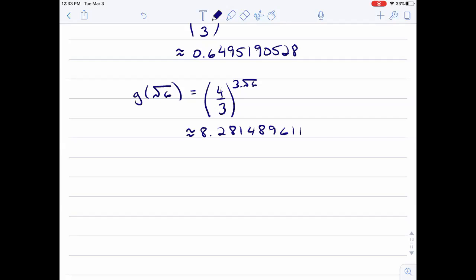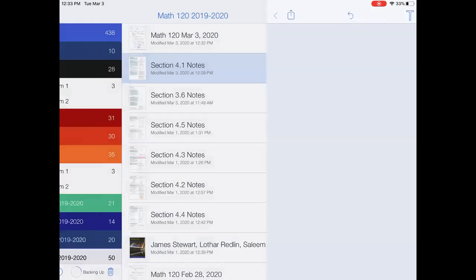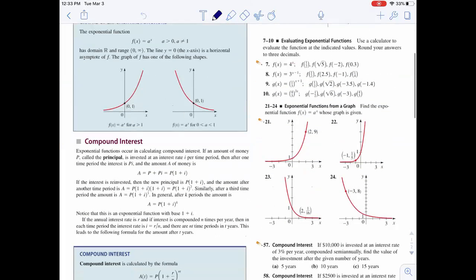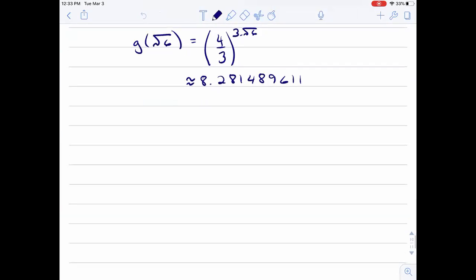If we have a look at the next question, it's a little bit trickier, right? It's kind of like making us think a little bit. So that's why I want to have a look at that one.